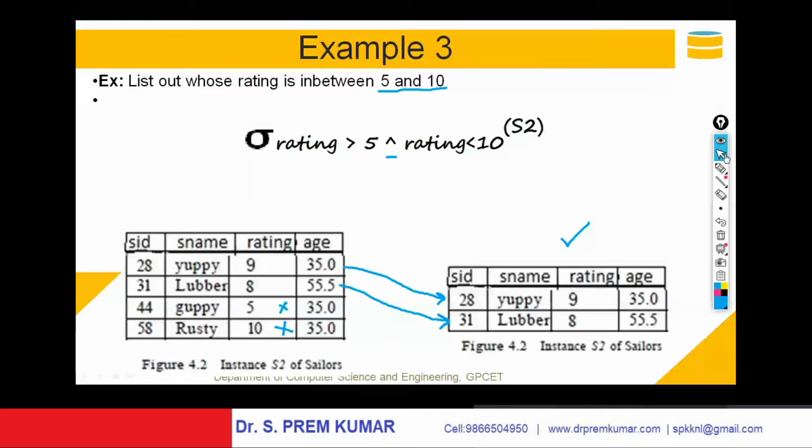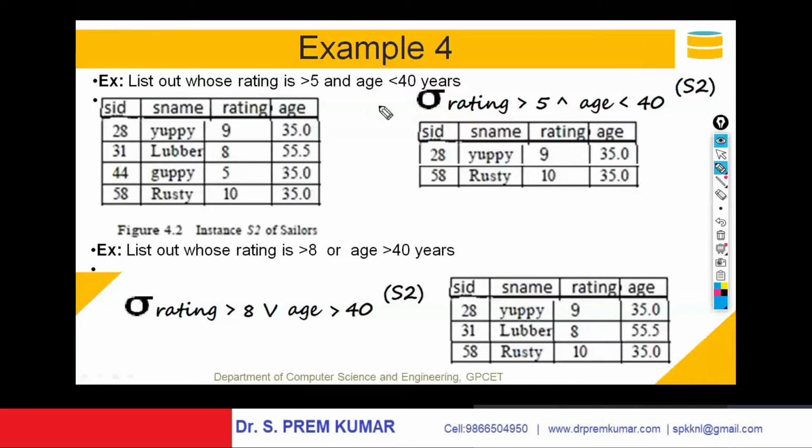We proceed to the next concept. Here, the AND operator, logical operators. We are using logical operators. List out the sailors whose rating is greater than 5 and age less than 40. Rating should be greater than 5 and age should be less than 40. Both the conditions should be satisfied.